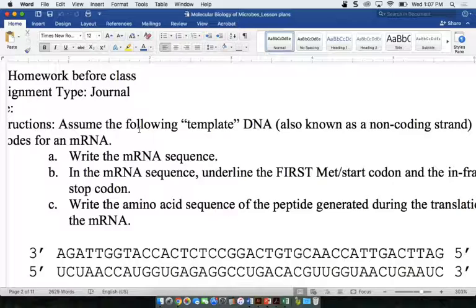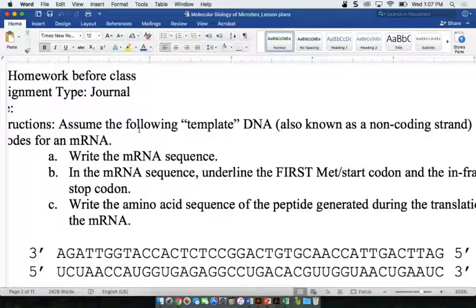Okay. So what we're going to do today is we're going to go through some of these features. I'm going to try to recap some of that stuff from the concept map that you created, and now also add an extra layer of things that are specific to prokaryotes as well. So that's what we're going to try to do today.